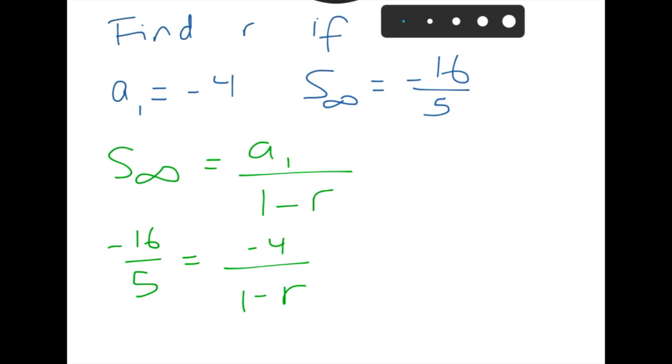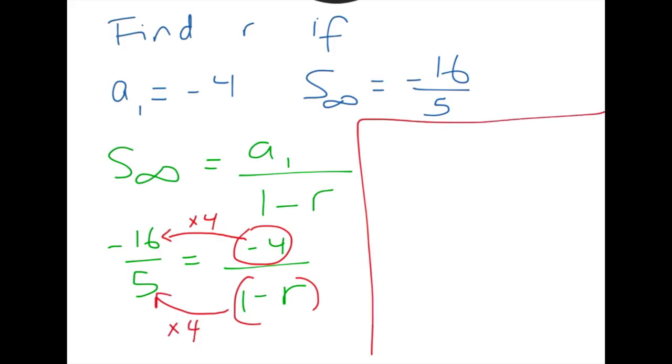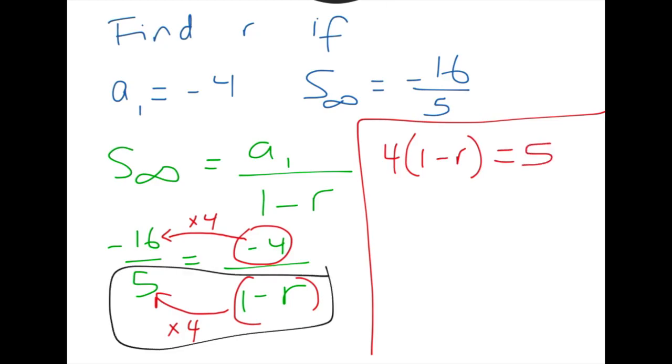Maybe here I can find a shortcut. It looks like when I multiply this number by 4, I get negative 16 (4 times 4, negative 16), which also means that if I multiply this thing by negative 4, I can get to 5. So again, this is another way of going around cross multiplication. So I can say that 4 times 1 minus r will give me 5, okay? And I get it just by looking at what I have here.